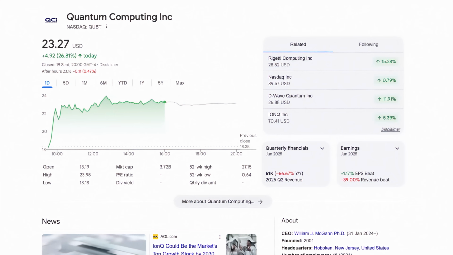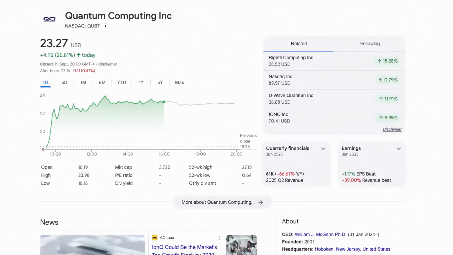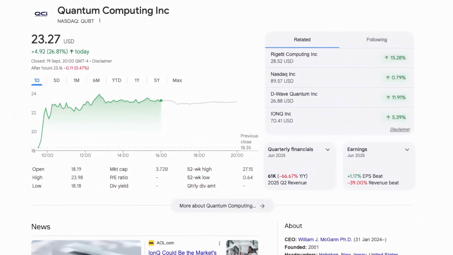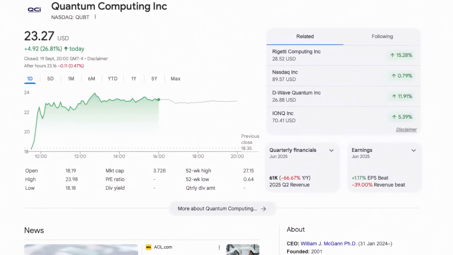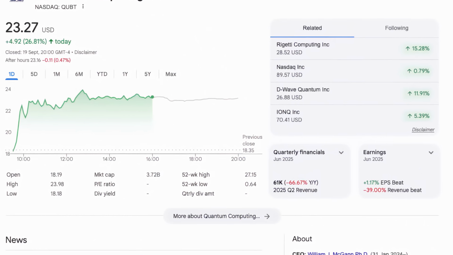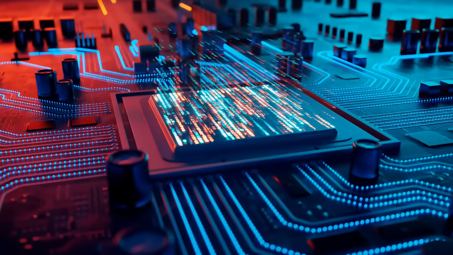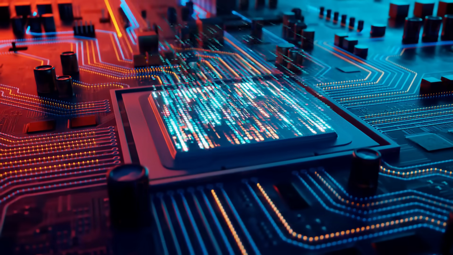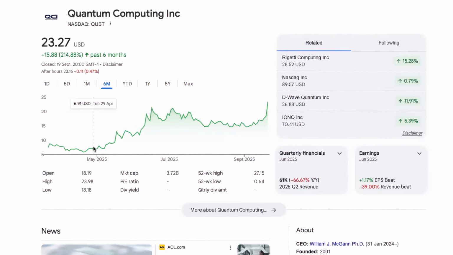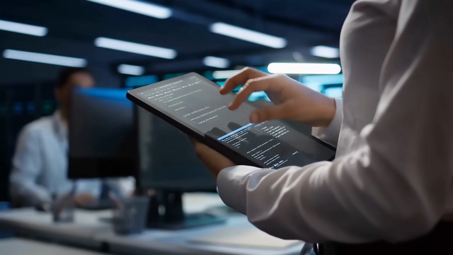If you invested in Quantum Computing, ticker symbol QUBT, 7 months ago, when it was trading at just $6.19, fast forward to today, and it's sitting near $23.27, delivering an astonishing plus 276% gain in less than a year. That kind of move has turned QUBT into one of the most talked-about speculative plays in the quantum computing space. The rally has been fueled not only by the broader wave of quantum hype, but also by the company's bold announcements around quantum photonics integration and its efforts to expand partnerships across industries.